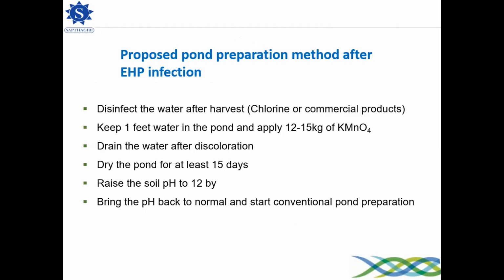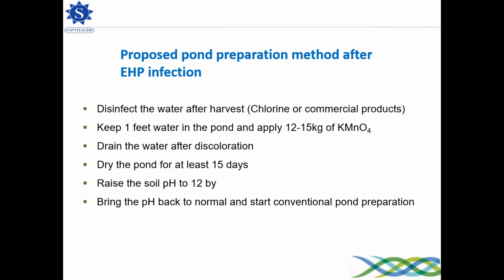Disinfect the water with chlorine or other commercial products. And potassium permanganate is a very good disinfectant, very good chemical for inactivating EHP spores. At 15 ppm for 15 minutes, complete EHP inactivation is happening. So if the pond is unfortunately infected with EHP, after harvesting, keep 1 foot of water in the pond and apply 12 to 15 kg of potassium permanganate, depending upon the organic load of the water.